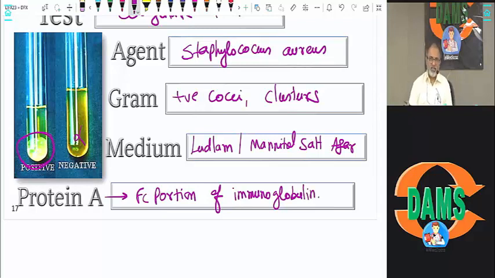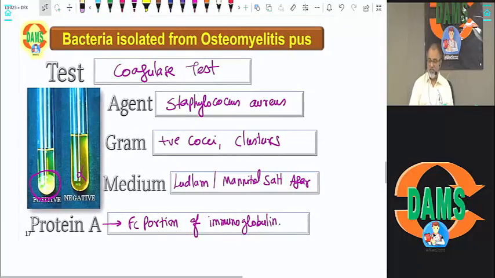It attached to the Fc portion of immunoglobulin. This is about Staphylococcus. When you know it is osteomyelitis pus, that time itself you need to identify this Staphylococcus and points related to Staphylococcus.